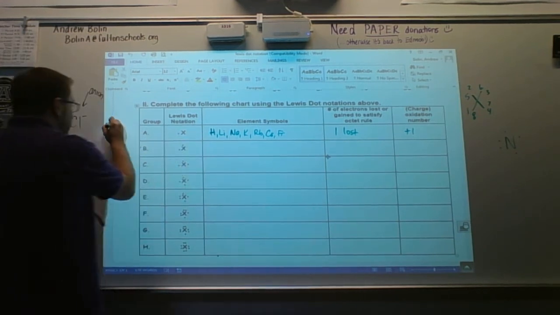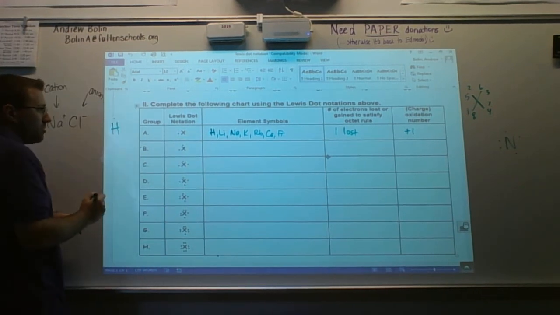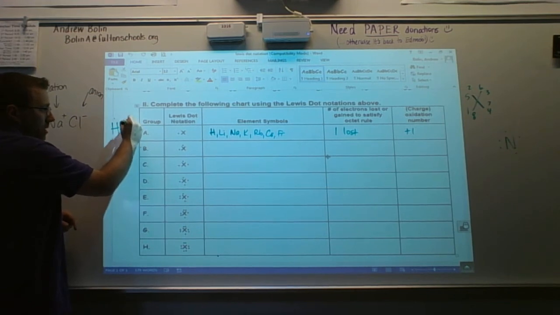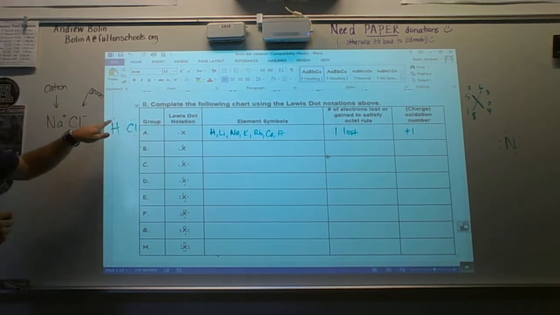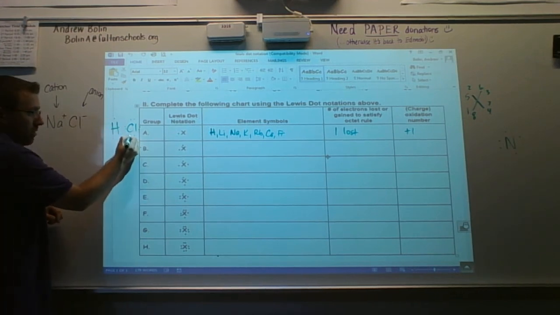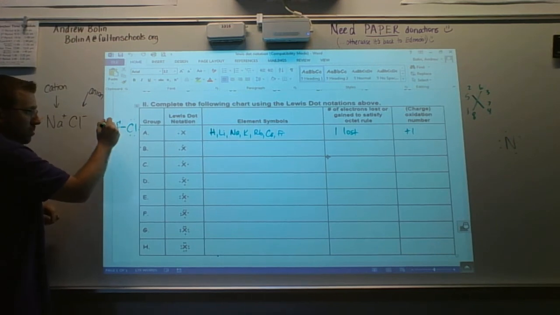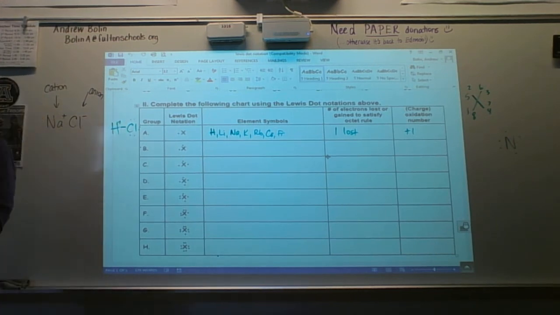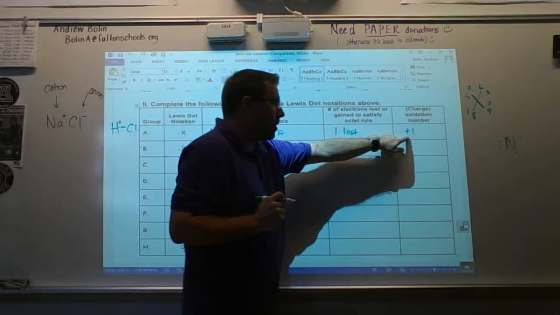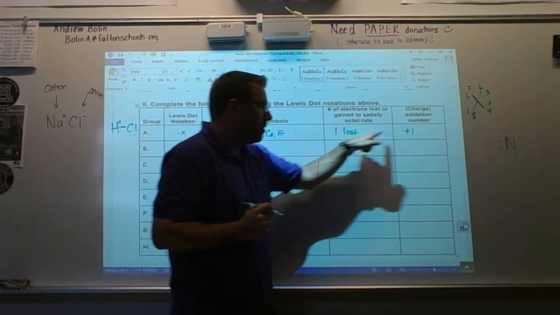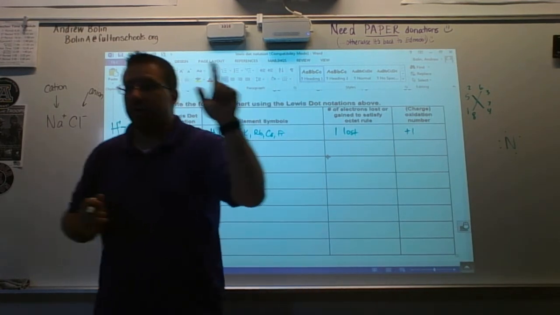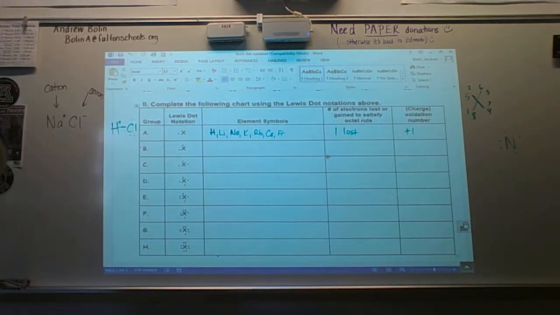So if hydrogen has 1 valence electron and it bonded with chlorine, which has 7, it's going to go essentially right there, and this is going to make 1 bond. So when it loses that electron, it becomes a positively charged ion. That's all this was meaning: when you lose one, you become a positively charged ion. So the loss of an electron makes you a positive charge.